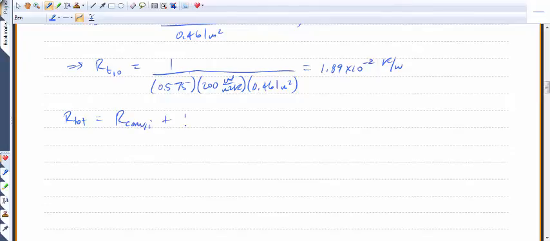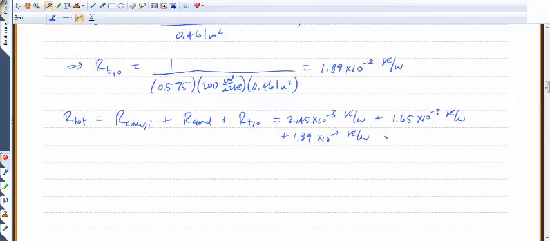We have the inside convection, plus what's due to conduction, plus what's due to the fin array. The inside convection resistance is 2.45 times 10 to the minus 3 Kelvin per watt. The conductive resistance is 1.65 times 10 to the minus 3 Kelvin per watt. And our overall array resistance is 1.89 times 10 to the minus 2 Kelvin per watt. So we get a total value here of 2.30 times 10 to the minus 2 Kelvin per watt.